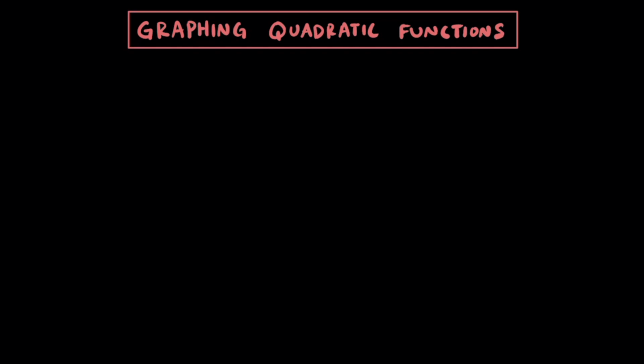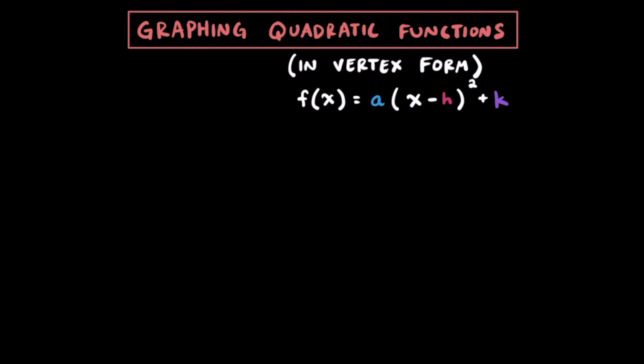In this video, let's talk more about graphing quadratic functions. While in my last video we talked about graphing quadratic functions that were written in standard form, these quadratic functions are going to be written in vertex form. Just a quick reminder, when quadratic functions are written in vertex form, they take the form of f of x is equal to a times the quantity of x minus h squared plus k.